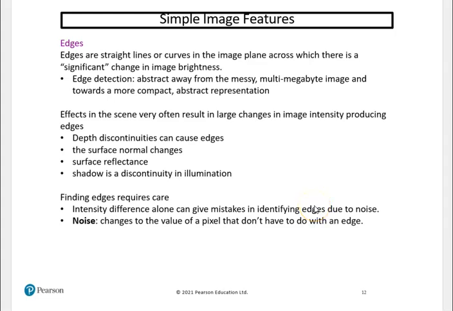So now we move to simple image features. Like we said earlier, light reflects off objects in the scene to form an image consisting of, say, 12 million 3-byte pixels. As with all sensors, there will be noise in the image, and in any case, there's a lot of data to deal with.